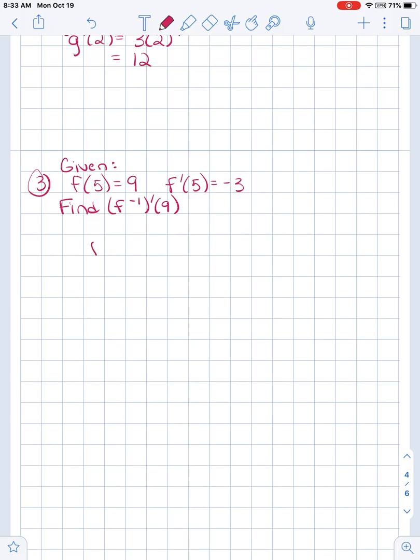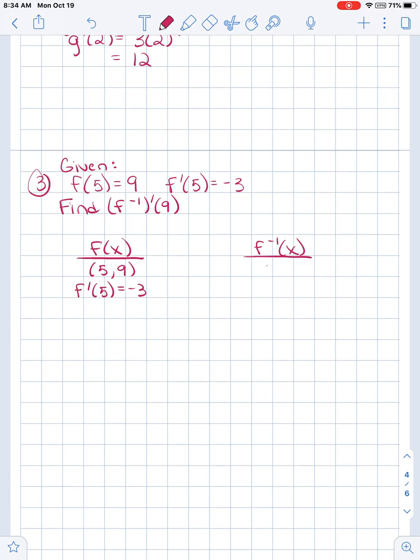Welcome back. I hope you tried it. So here's some information we know. On f of x, we know that f of 5 equals 9, so we have an ordered pair, 5, 9. And we know the derivative at 5 is -3. If we look at the inverse, there's also some stuff we know about that.